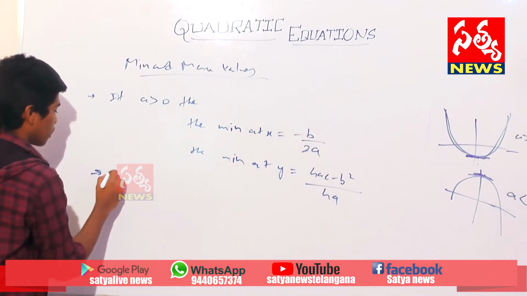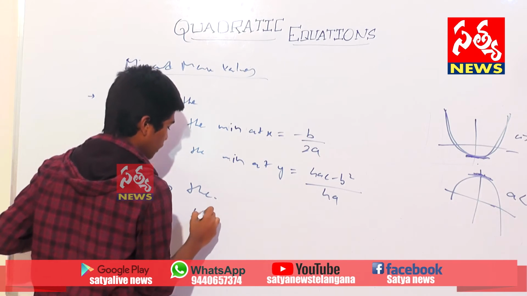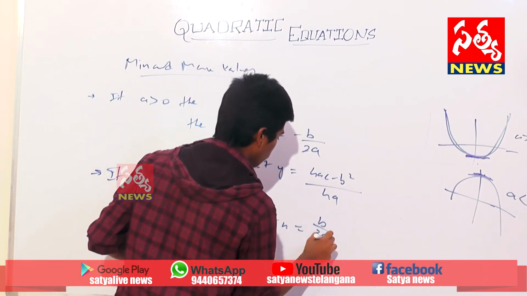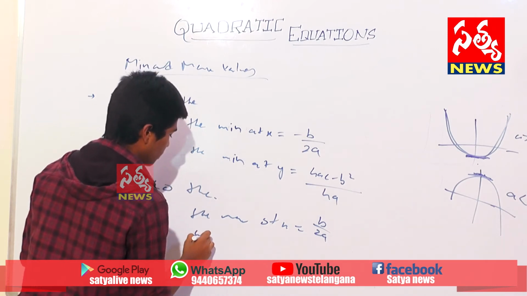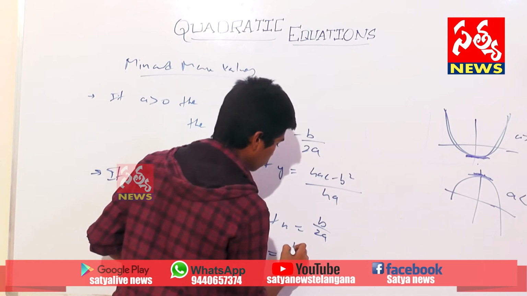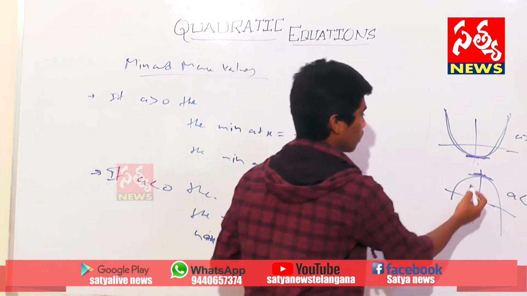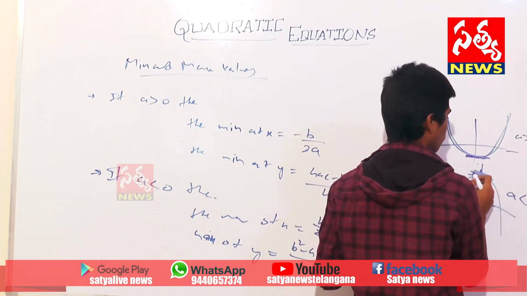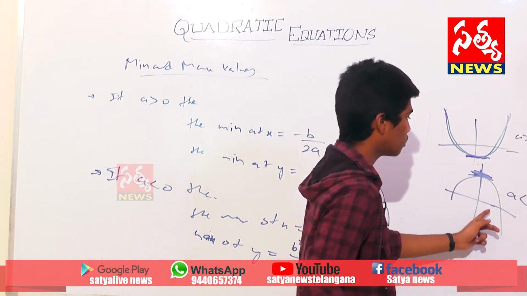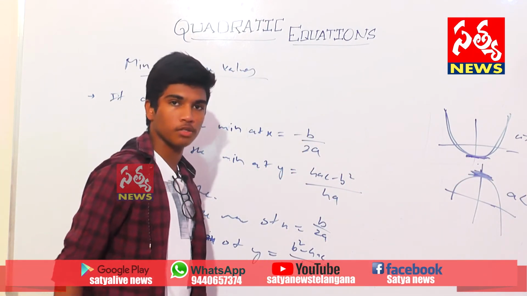Similarly, if a is less than 0, then the maximum value of x is equal to b by 2a, and the maximum value of y is equal to b square minus 4ac by 4a. See here, as it is in the positive y-axis and positive x-axis, so b by 2a is positive and b square minus 4ac by 4a is also positive.